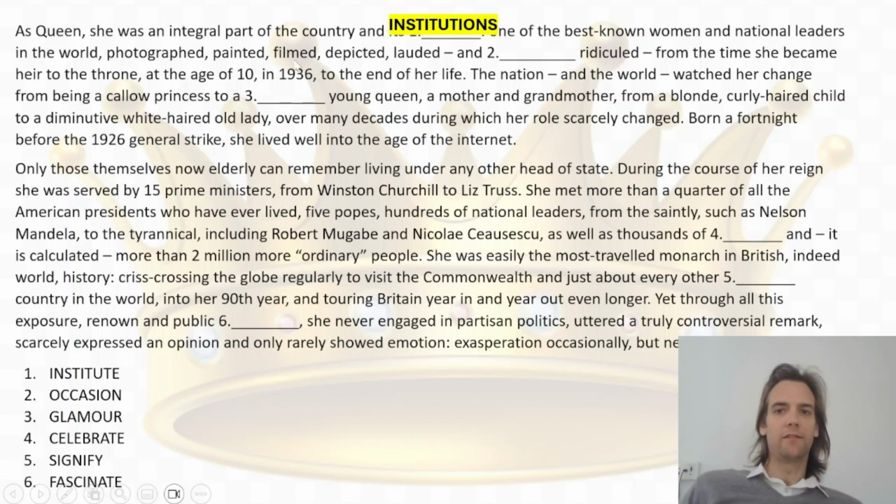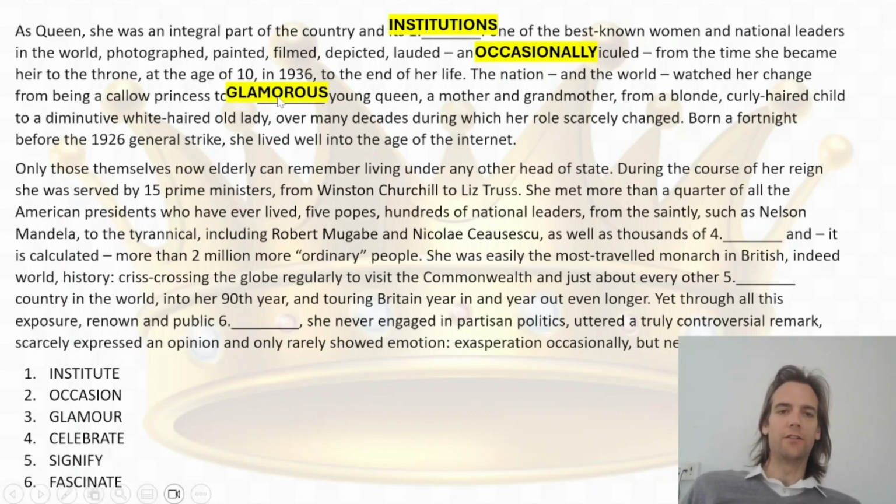And she was painted, filmed, depicted, lauded, and occasionally ridiculed. They made fun of her. Let's hope they were executed for doing that, because that to me sounds completely unacceptable. She went from being a callow princess, as in, I think this means like quite a distant, cold person, to a glamorous young queen. And glamorous she was, wasn't she? If you look at the stamps from when she was young, oof, very glamorous young woman.